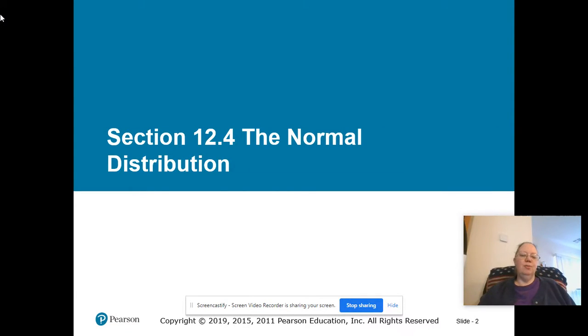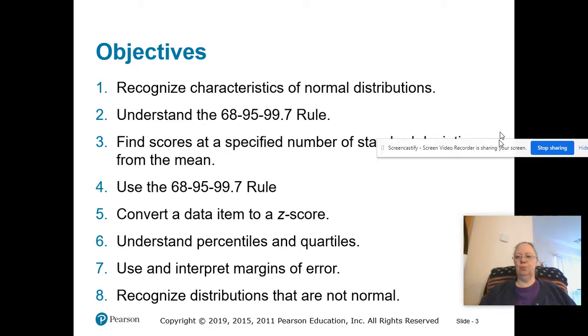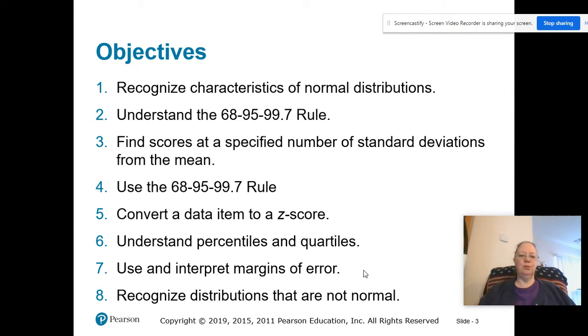We're going to be talking about the normal distribution and a lot of objectives. So we'll probably split this up into 2 different videos.